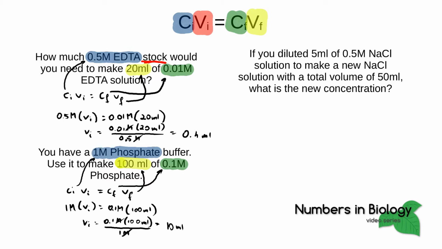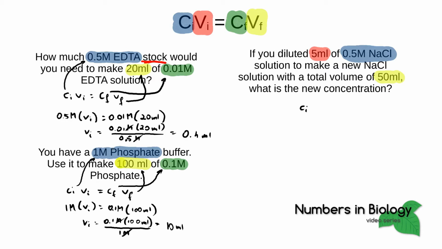Okay, so in this case, I have given you 0.5 molar as your initial concentration. So this is your CI, that's your stock solution. I have also given you your initial starting volume. So you took 5 milliliters from the stock solution and transferred it into a beaker. So we have the initial volume, and you've also been given the final volume, which is 50 milliliters. So the information that we're missing is the final concentration.